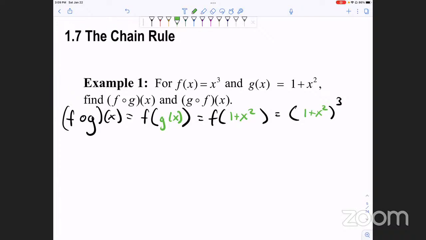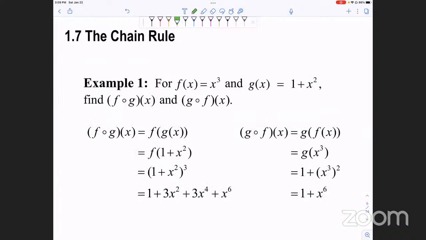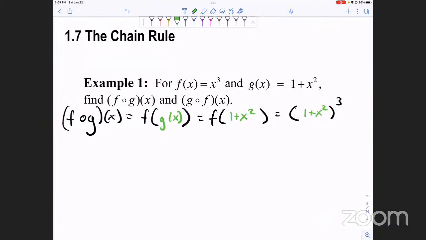We could expand that out. Let me see if that's what they want us to do. Okay, so they did expand it, so let's go ahead and expand it. I have (1 plus x squared) squared. Now if you FOIL two of those, first and first is 1, plus 2x squared, plus x to the 4. I think that's the expansion of that.